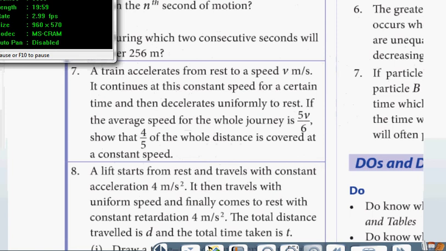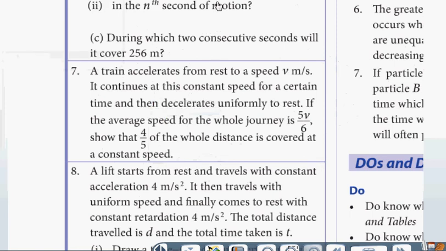Okay. A train accelerates from rest to a speed v m/s. It continues at this constant speed for a certain time, then decelerates uniformly to rest. If the average speed for the whole journey is 5v over 6, show that 4/5 of the whole distance is covered at a constant speed.